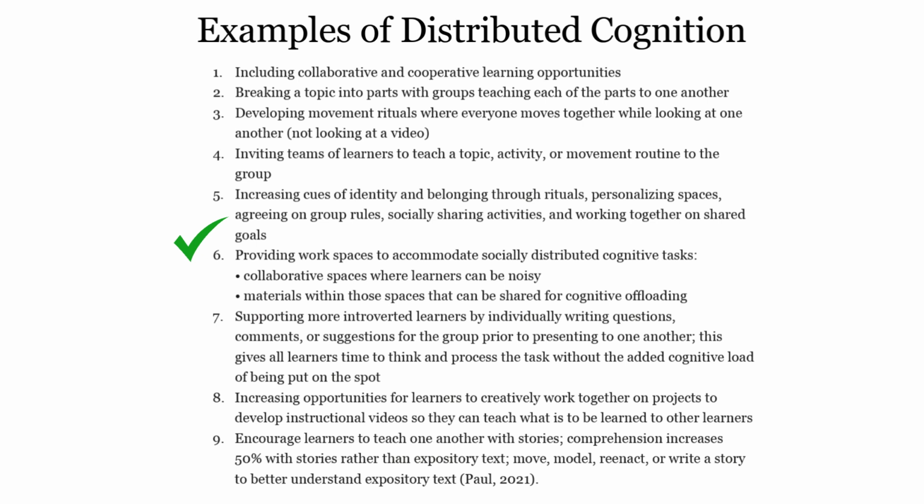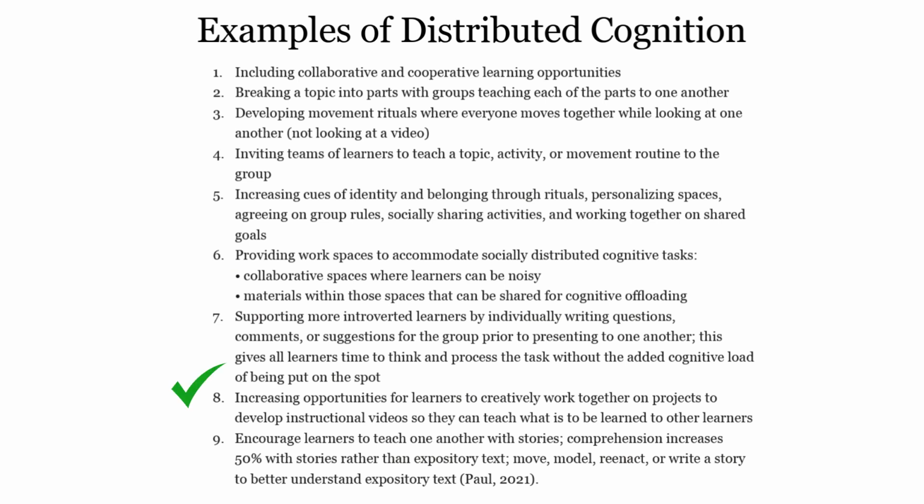6. Providing workspaces to accommodate socially distributed cognitive tasks, collaborative spaces where learners can be noisy, materials within those spaces that can be shared for cognitive offloading. 7. Supporting more introverted learners by individually writing questions, comments, or suggestions for the group prior to presenting to one another. This gives all learners time to think and process the task without the added cognitive load of being put on the spot.